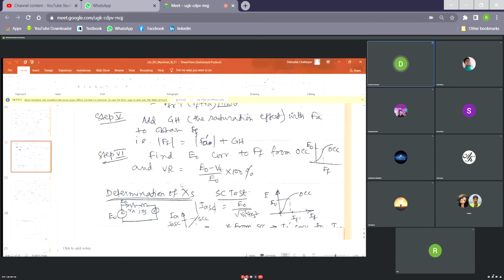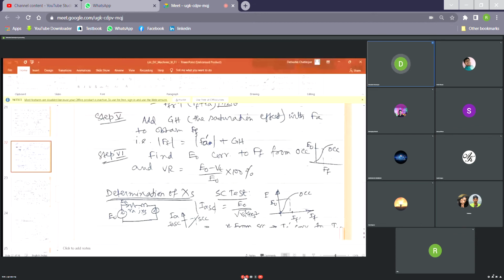it depends on machine to machine. For smaller machines, the multiplication factor is lower. For larger machines, the multiplication factor will be higher, because you have larger diameter conductors for bigger machines. So that's all. Now, XS determination, the synchronous reactance.